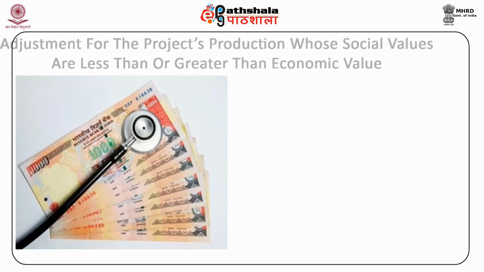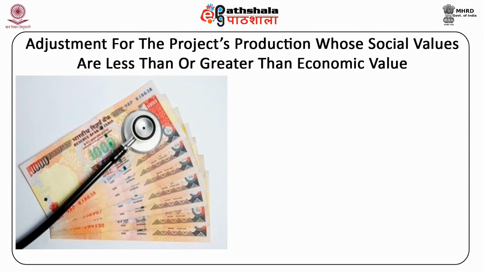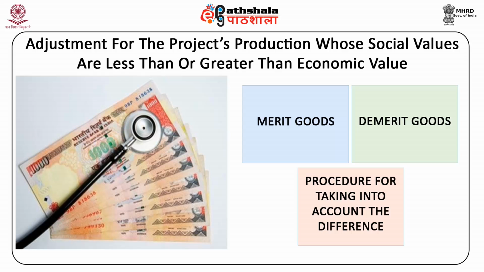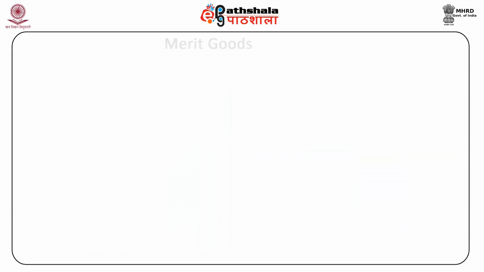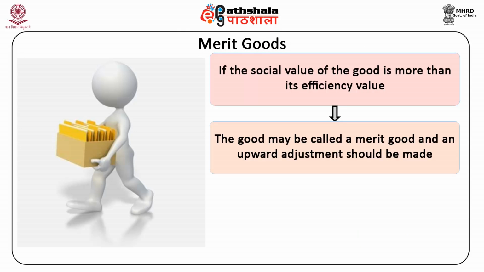This stage will probably be needed only in unusual instances where the project produces or uses a good whose social value is different from economic value. Merit goods, demerit goods, procedure for taking into account the difference. Merit goods. If the social value of the good is more than its efficiency value, the good may be called a merit good, and an upward adjustment should be made.